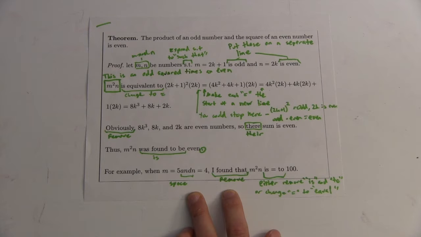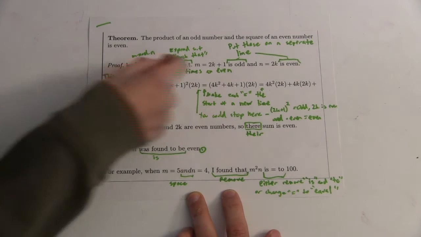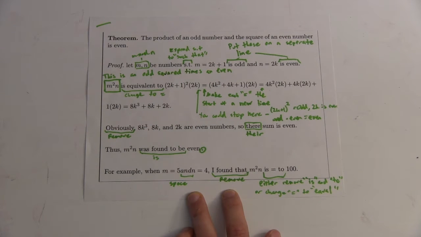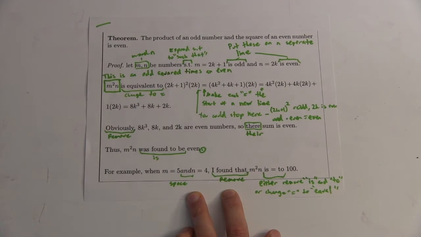Okay. Such that m equals 2k plus 1 is odd and n equals 2k is even. I said to put these on a separate line because it makes it a little less cluttered, and also these would be odd and even by definition, so maybe you don't even need to explain that.